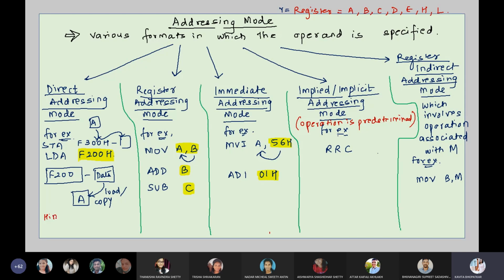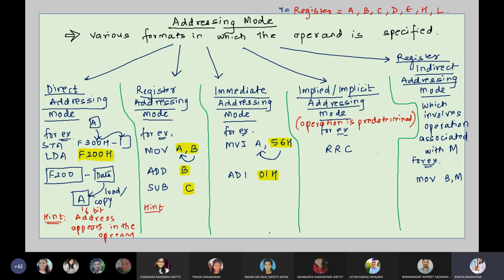तो इसका हिंट है, डायरेक्ट एड्रेसिंग मोड का हिंट है 16-bit address appears in the operand. तो जब भी operand में 16-bit एड्रेस आता है तभी वो डायरेक्ट एड्रेसिंग मोड है.